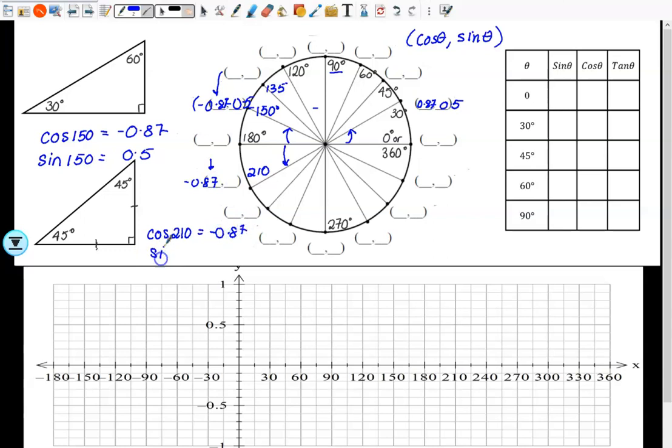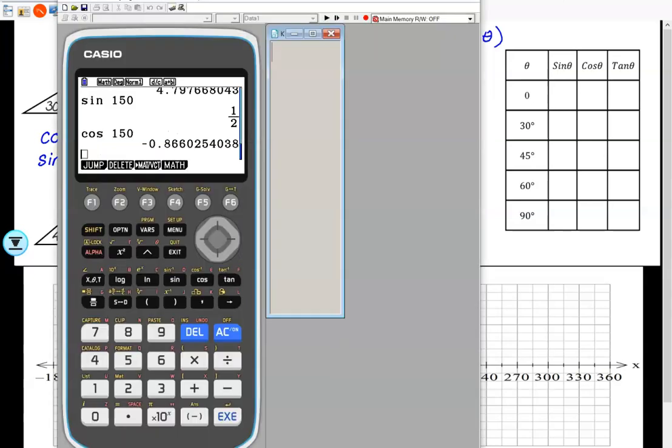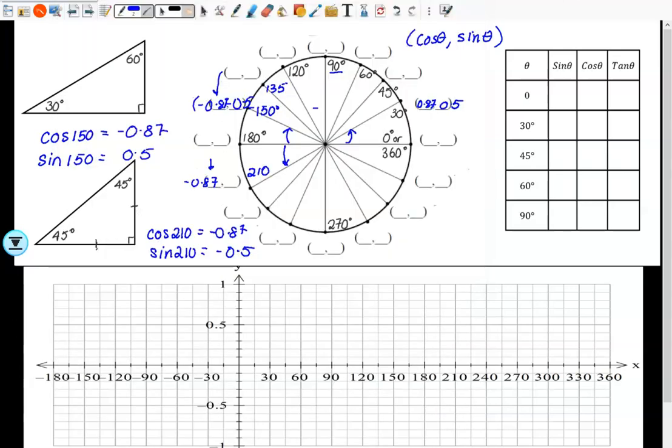And what do we think sine of 210 is? Negative 0.5. Let's see how good you are. Sine of 210. Correct. Cos of 210? Correct. So they're not just freaky little numbers that come up on your calculator. It's all about symmetry on the circle.